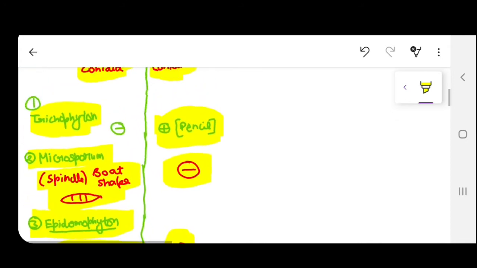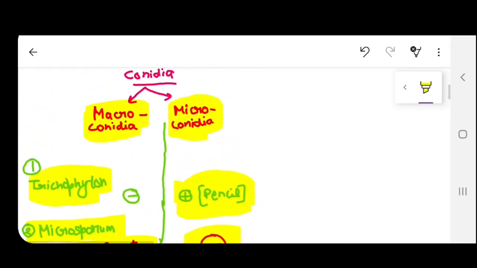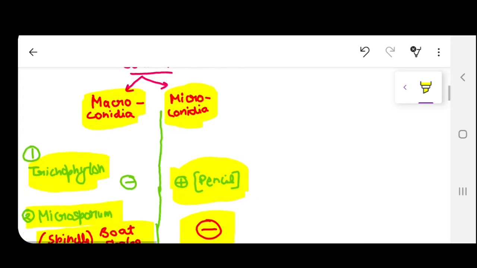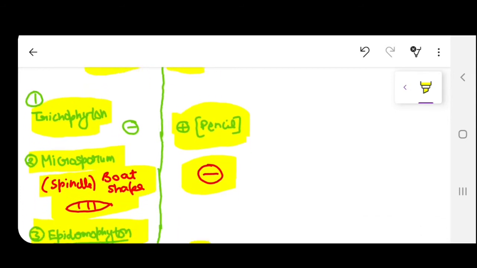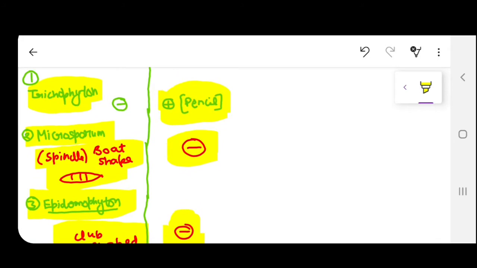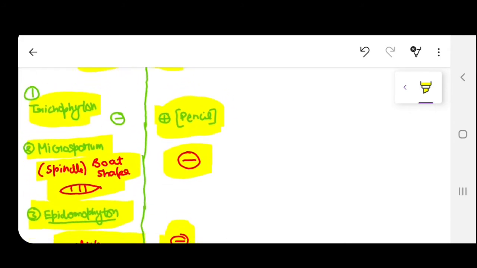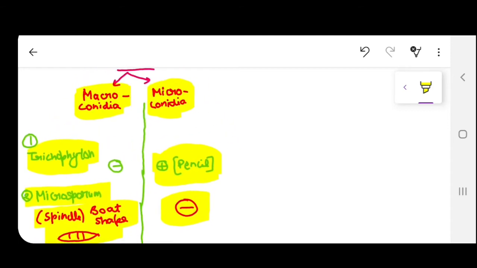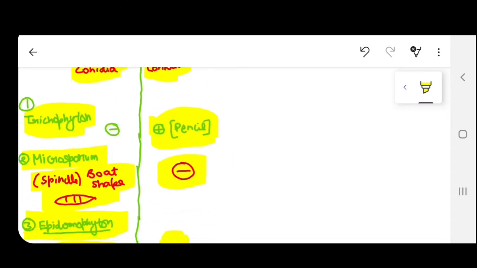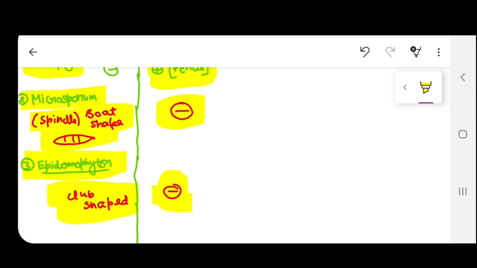So guys, in Trichophyton three structures are involved: skin, hair and nails. There are only microconidia but not macroconidia. But in the other two, Microsporum and Epidermophyton, the microconidia are absent and the macroconidia are present, with different shapes.